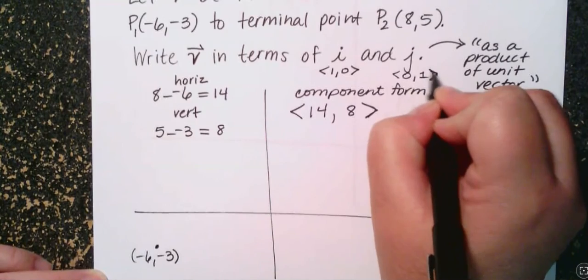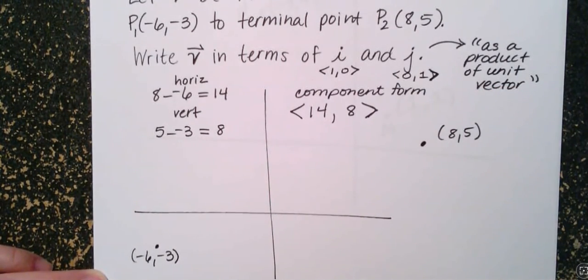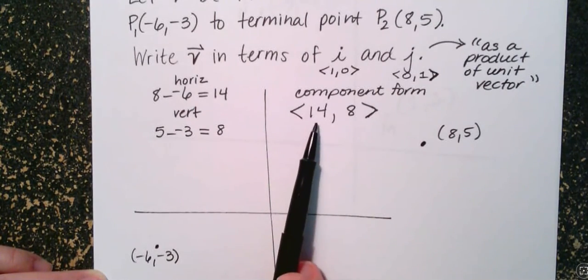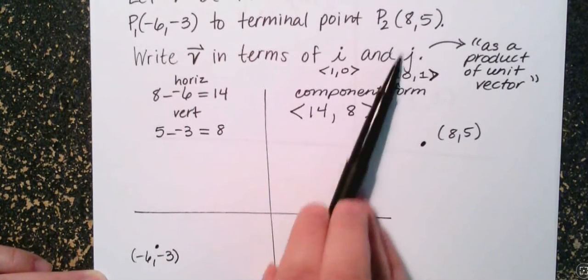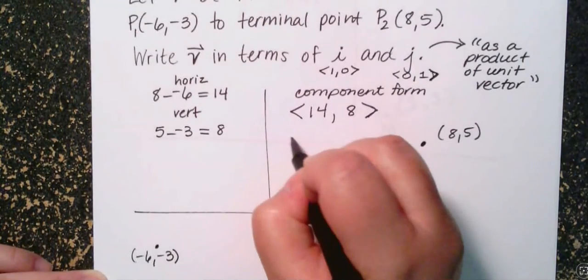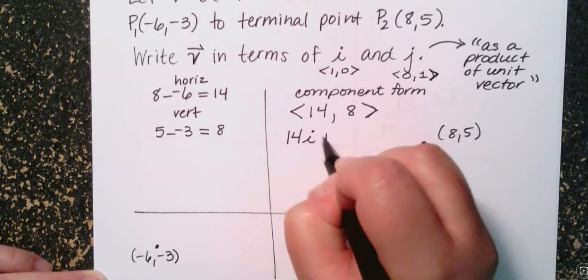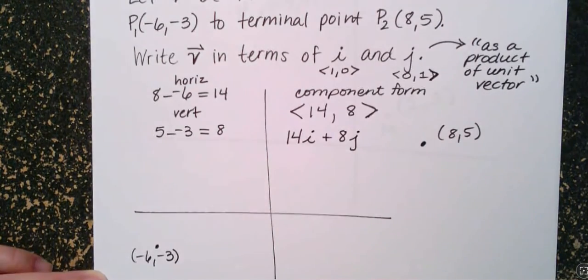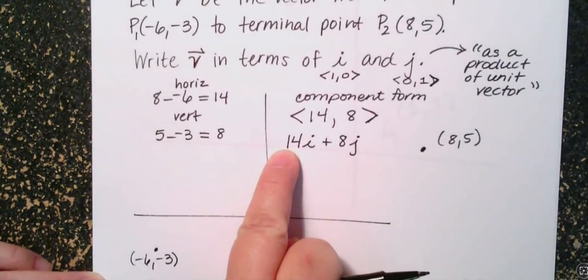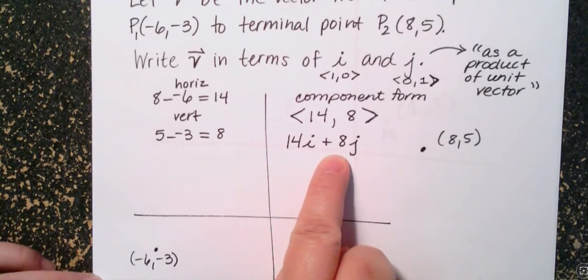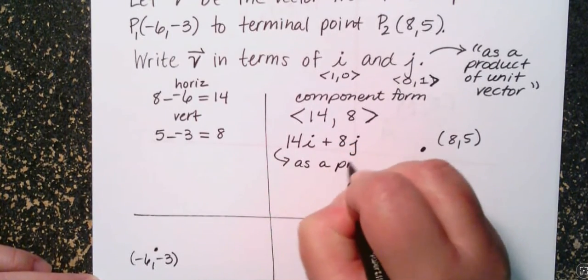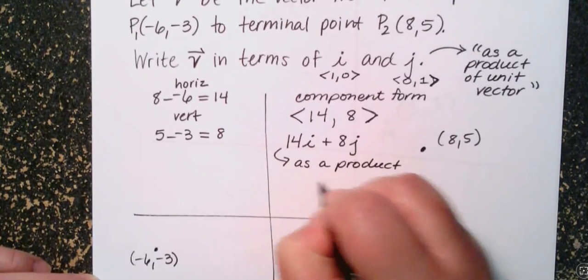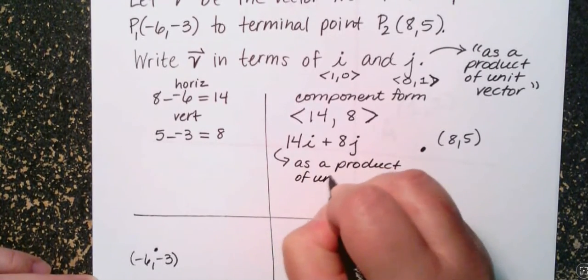So basically, they're just saying break this into the horizontal and vertical components and write it as how many times do I do 1 unit horizontally and how many times do I do 1 unit vertically. So that would be just 14i plus 8j. It's really just the same thing. You put your horizontal component in front of i and your vertical component in front of j. So this is as a product of unit vectors is how we've written that. Sometimes it'll say as a product of unit vectors i and j.